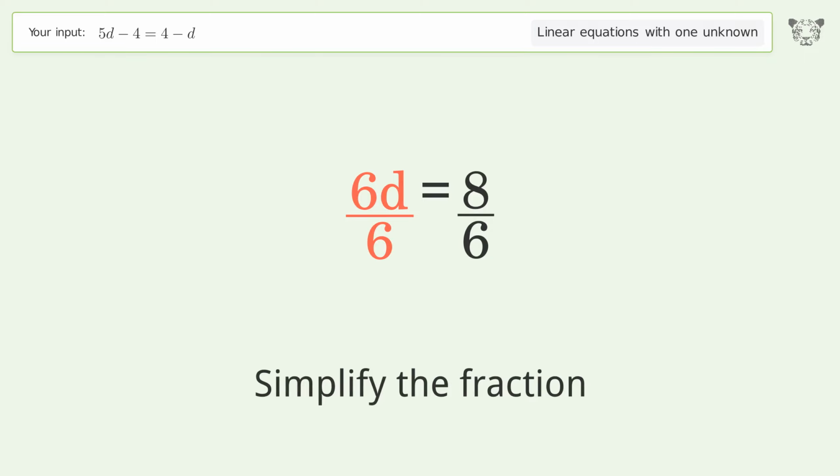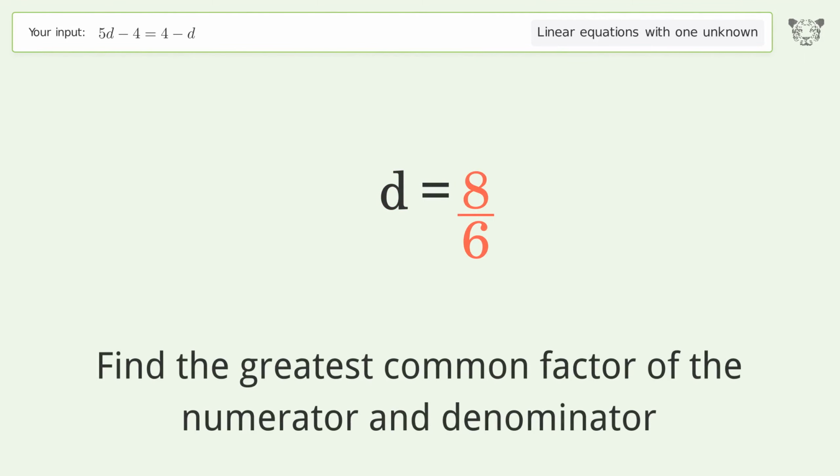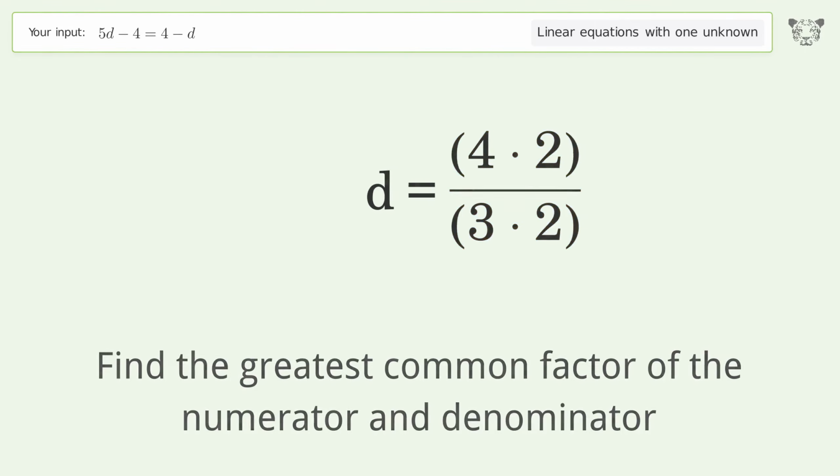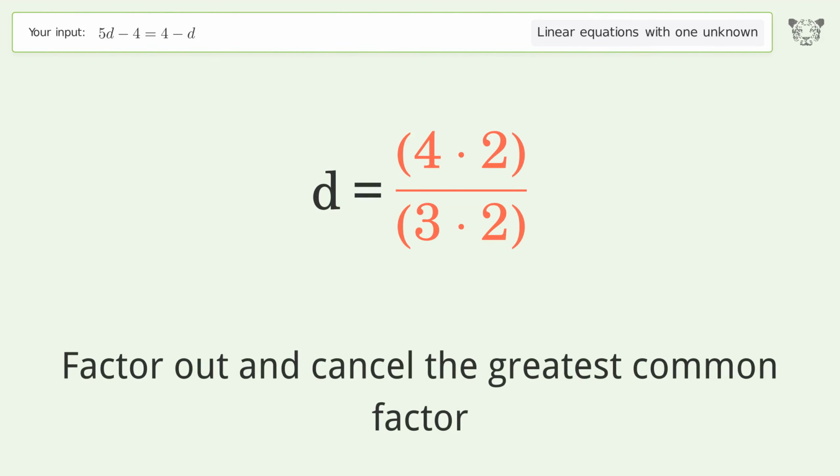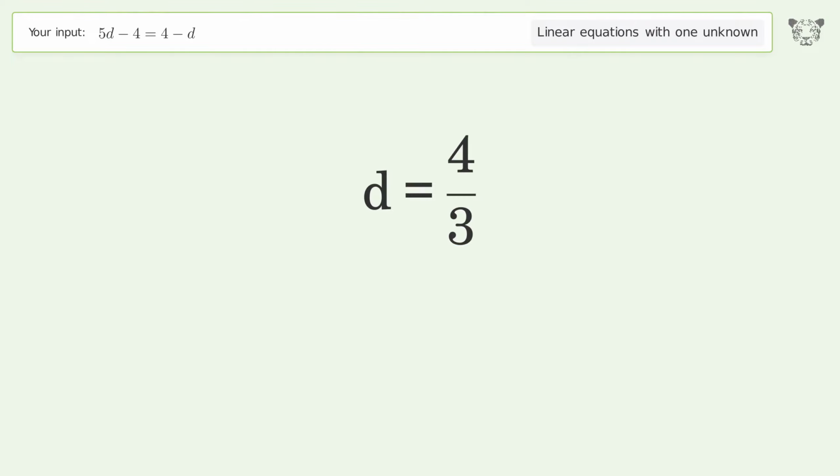Simplify the fraction. Find the greatest common factor of the numerator and denominator. Factor out and cancel the greatest common factor. And so the final result is d equals 4/3.